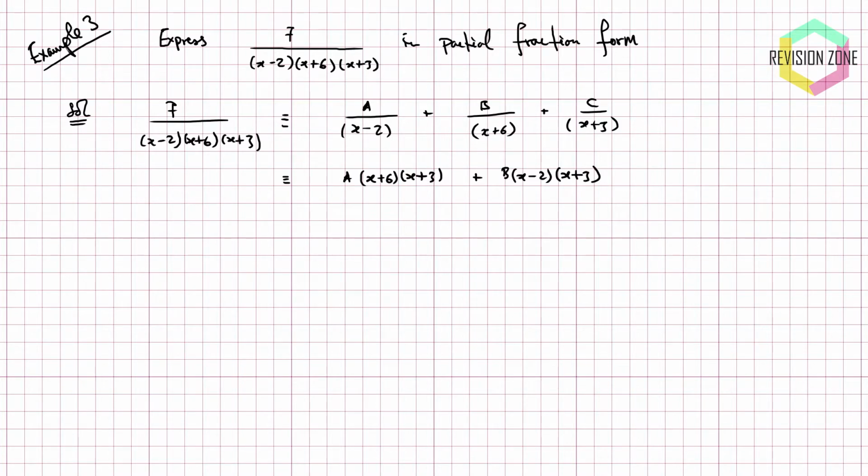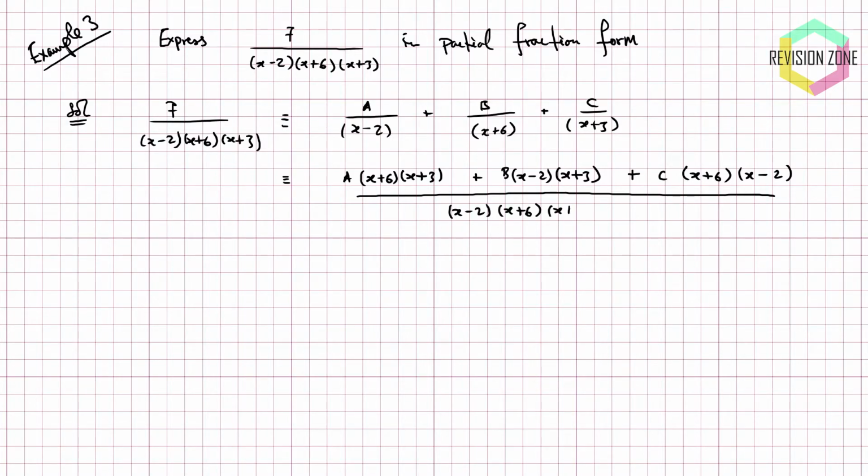And then lastly, the c has an x plus 3 in the denominator, so I've got to multiply top and bottom by x plus 6 and x minus 2. So I'm going to say plus c, x plus 6, and x minus 2. And of course, the whole point in doing this is once I've done this, I'm going to have a common denominator of x minus 2, x plus 6, x plus 3.